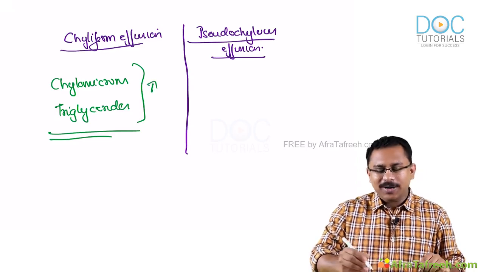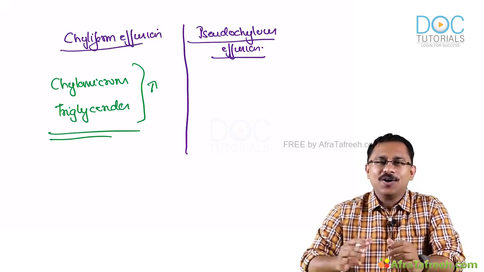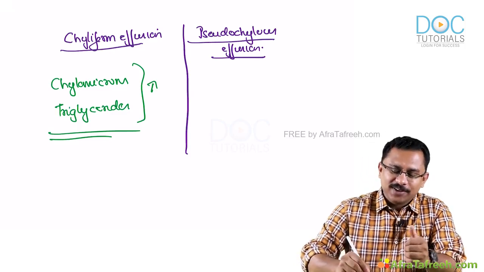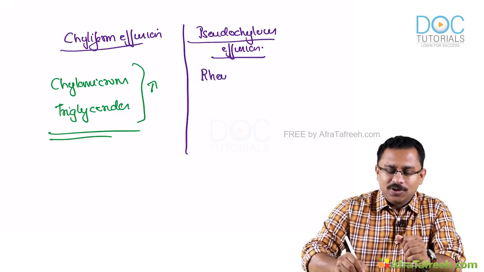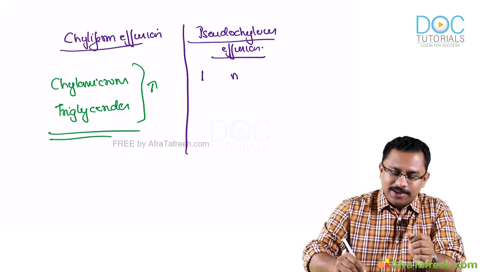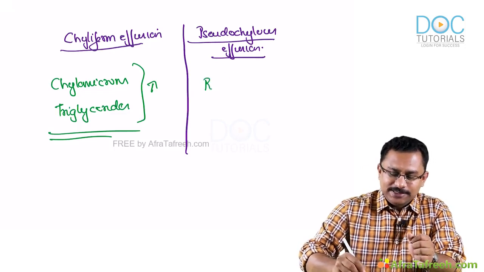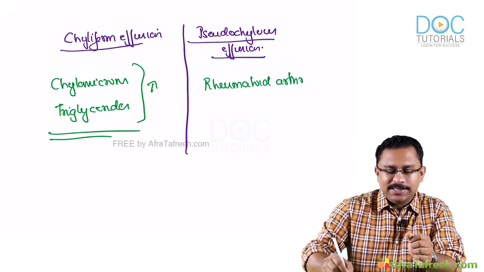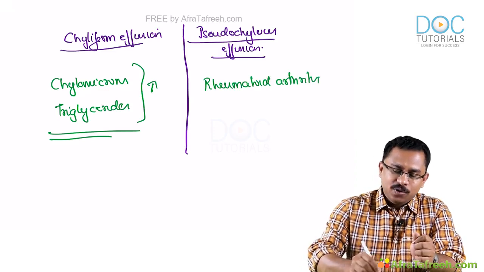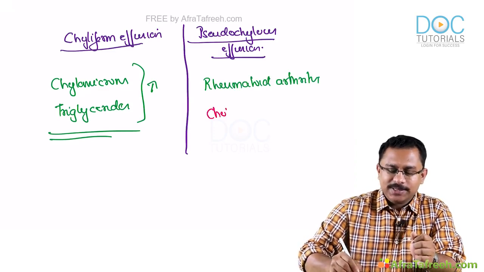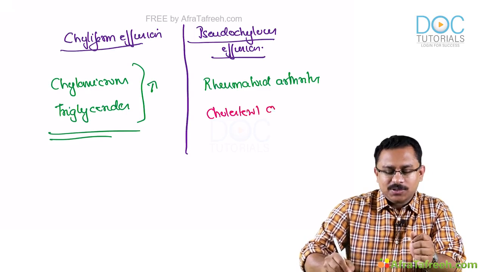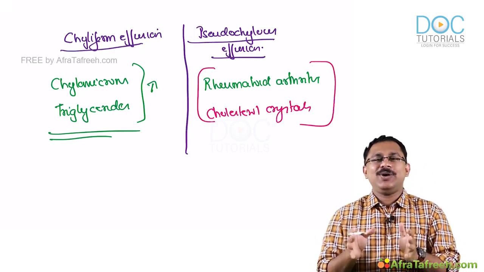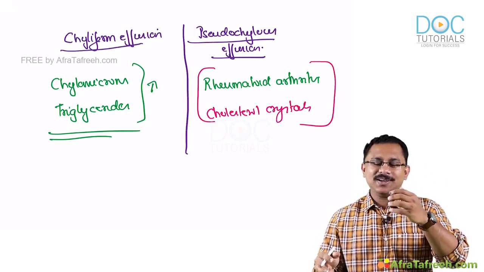In pseudochylous effusion, it looks like a chyliform effusion, but often it is a sequelae of certain conditions like rheumatoid arthritis. Okay, conditions like rheumatoid arthritis. And in rheumatoid arthritis, you will have cholesterol crystals. Okay, this is very important. You will have cholesterol crystals in the pleural fluid in your rheumatoid arthritis.